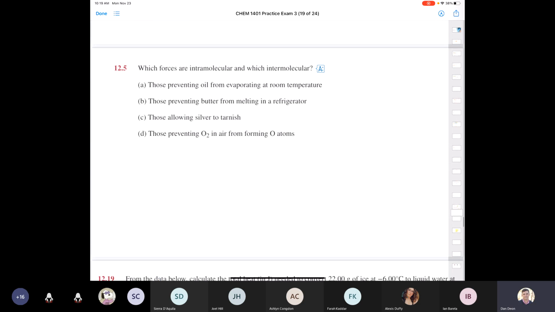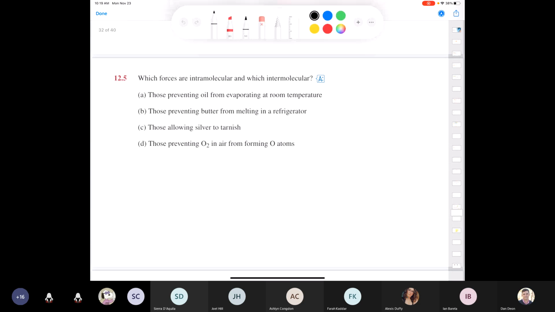This is a question from our textbook. Question 12.5 says, which forces are intramolecular and which are intermolecular? Remember that if we have a molecule, let's say we have water, the forces that hold the water molecule together, these are intramolecular forces, okay?